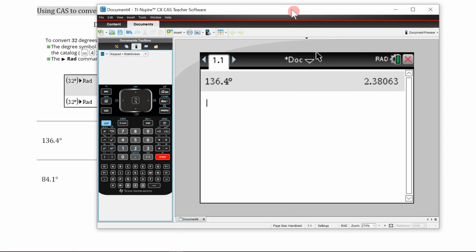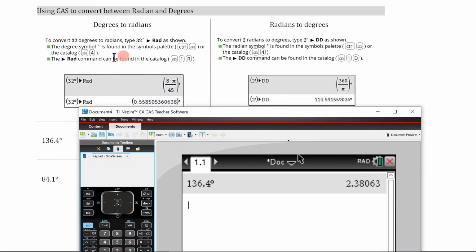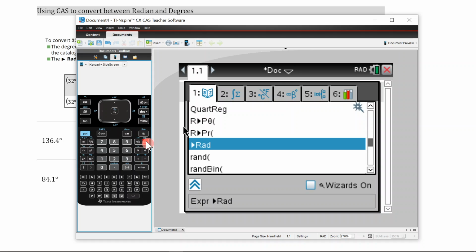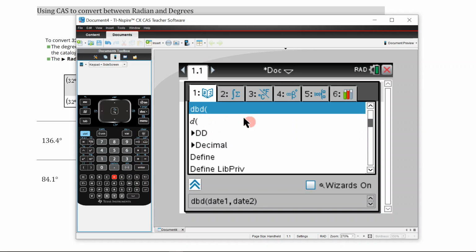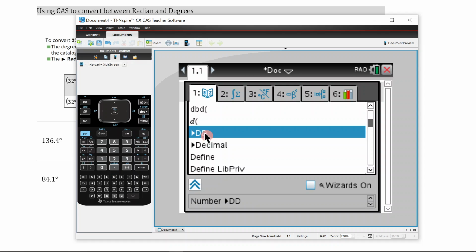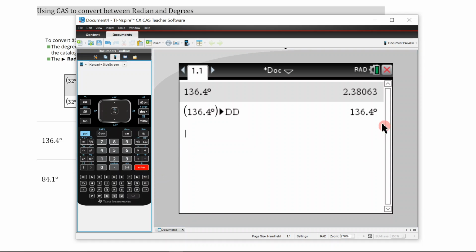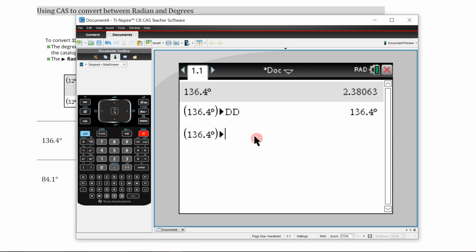The long way to do it, and the way that these instructions show you how to do it, is to do it this way. You would hit this book right here, and then you type in the letter D, and it takes you here, and you type in DD. Then you hit enter, then you hit enter again, and do you see how it gave it to me as, whoops, sorry, we wanted it as radians. I just gave it to you as degrees. That was my bad.